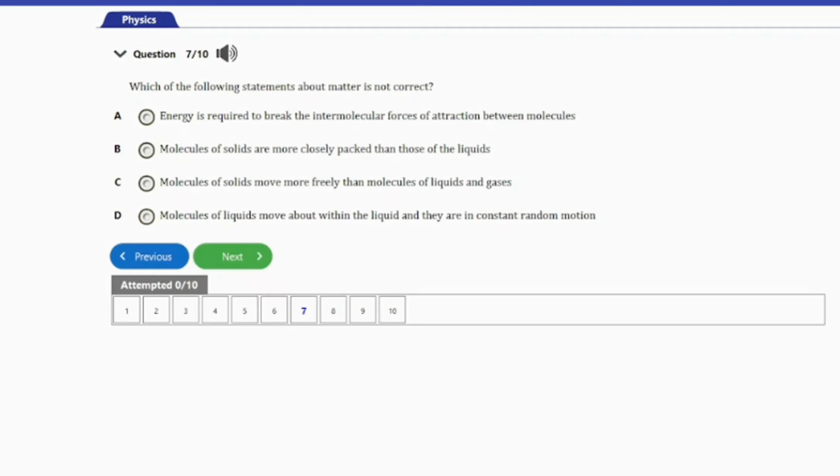So guys, the answer to this question is option C. And that's that molecules of solid move more freely than molecules of liquids and gases. So guys, this is the wrong statement out of all the options here. Molecules of solids actually do not move freely, molecules of liquids move, and then molecules of gases move even more freely than molecules of liquids. So molecules of liquids and gases are actually the ones that move freely compared to molecules of solid, and as such, option C is the answer to this question, which is the wrong statement out of all the options we have here. So let's go ahead and consider the next question, guys.